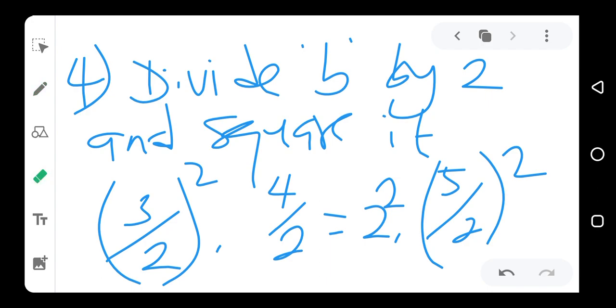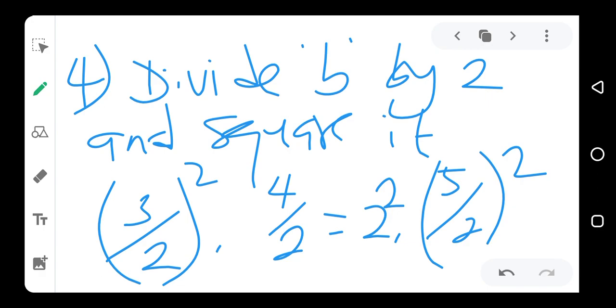Then step 5. What we do in step 5 is that the squared value of b, we add it to the left hand side and to the right hand side. That is, add it to both sides. So this value that we have squared when we divide the value of b, we add it to the left hand side and add it to the right hand side.